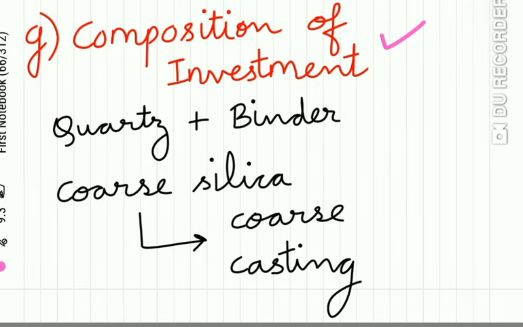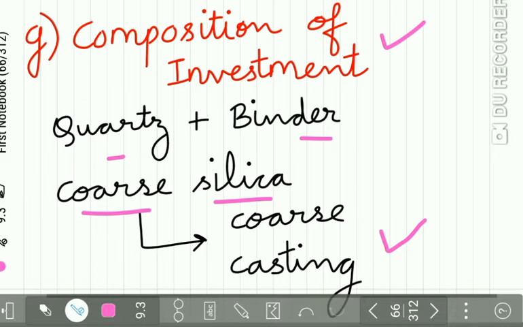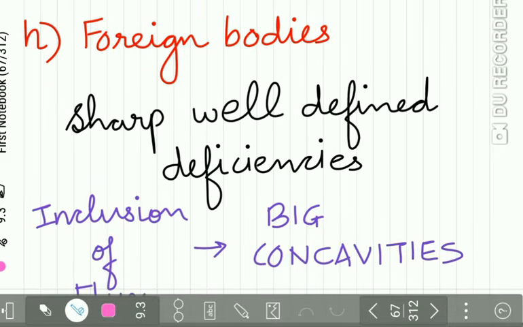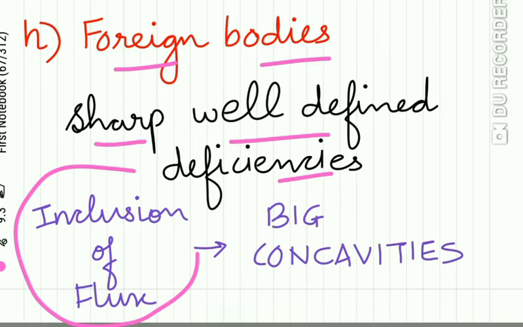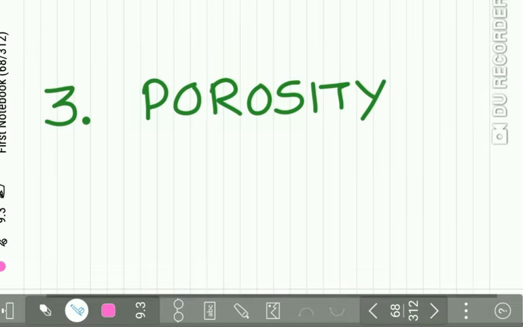Then the next reason for surface roughness is composition of investment. Proportion of quartz and binder influences the surface texture of the casting. Coarse silica causes coarse casting and surface roughness. Presence of any foreign bodies in the mold causes sharp, well-defined deficiencies. Inclusion of flux also causes big concavities on the casting.